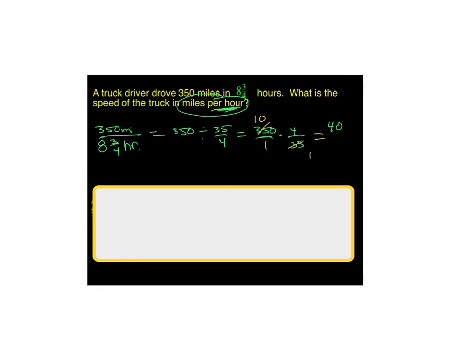But now the question is, 40 what? That's where I go back to my setup. 40 miles per hour, or 40 miles per 1 hour.